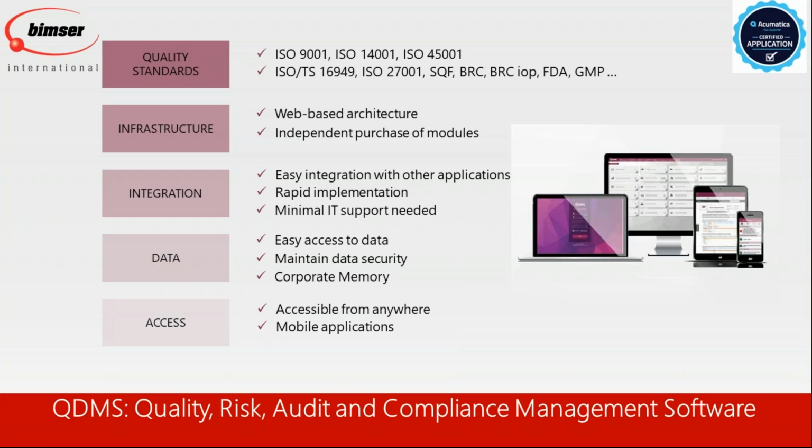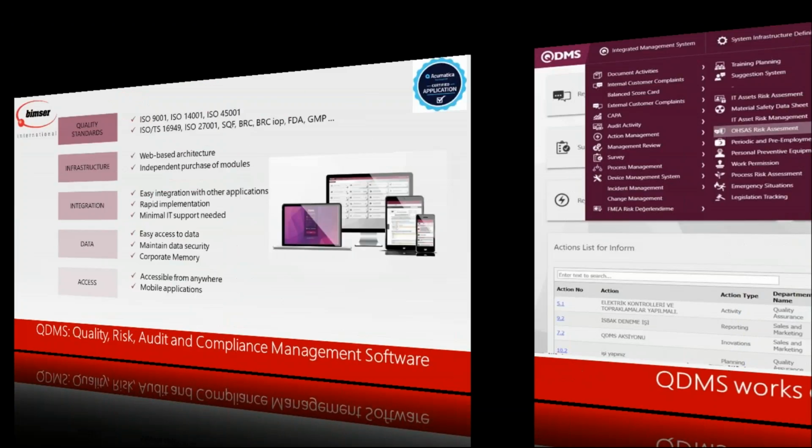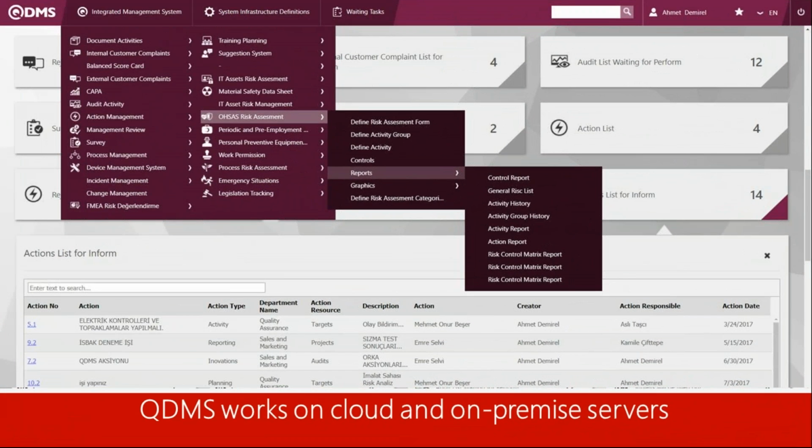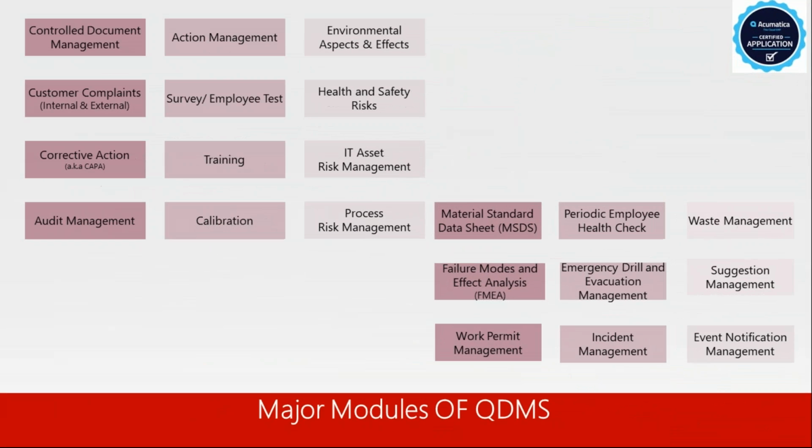Also, it has a lot of security features. As I mentioned earlier, QDMS is FDA CFR Part 11 compliant, so we put in place a lot of security features in that sense as well. And there is also a mobile application available. QDMS works on cloud and on-premise servers, just like Acumatica. We can deploy anywhere, and you can access the system wherever you are via web browser or the mobile app that we have available. So QDMS and Acumatica work very well together technologically and strategically.